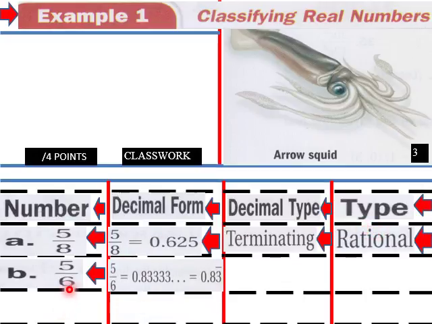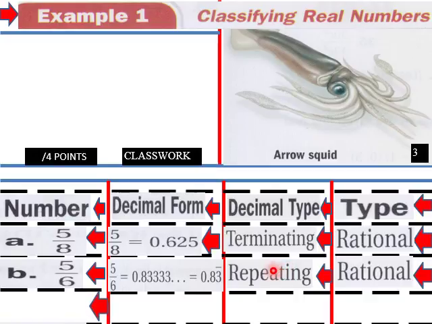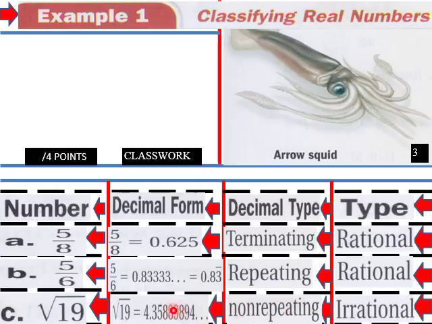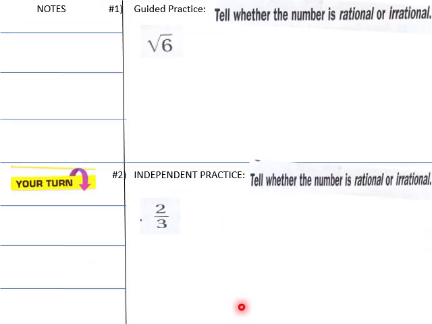And then for B, 5/6, the decimal will be 0.83333. So it's what? It's repeating. So if it is repeating, it is rational. And then for here, square root of 19, here is the decimal, 4.358898498. It goes on. So it's non-terminating. And what does that mean? It's non-repeating either. Non-repeating, non-terminating. So it is irrational because of that.